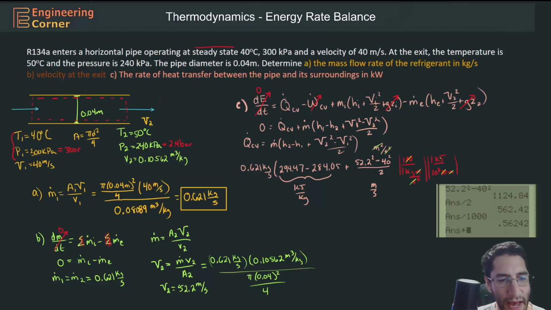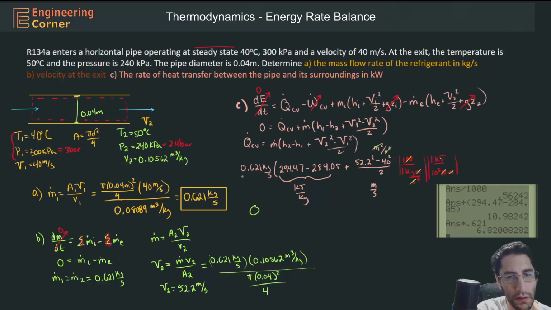Then we're going to add this 294.47 minus 284.05, and we're going to multiply it by 0.621. And when we do this, we get that my Q is equal to 6.82, and we're in kilojoules per second.